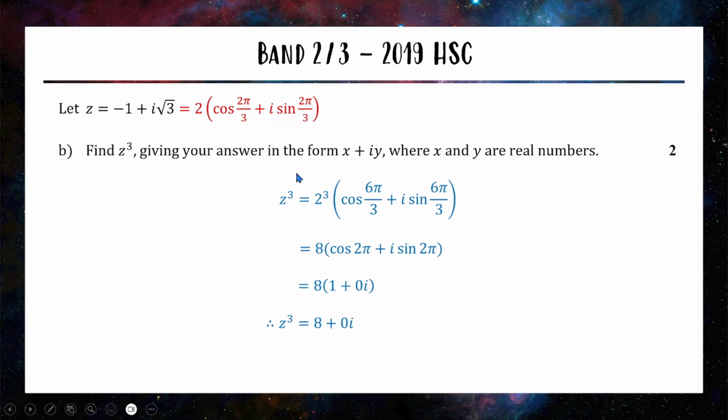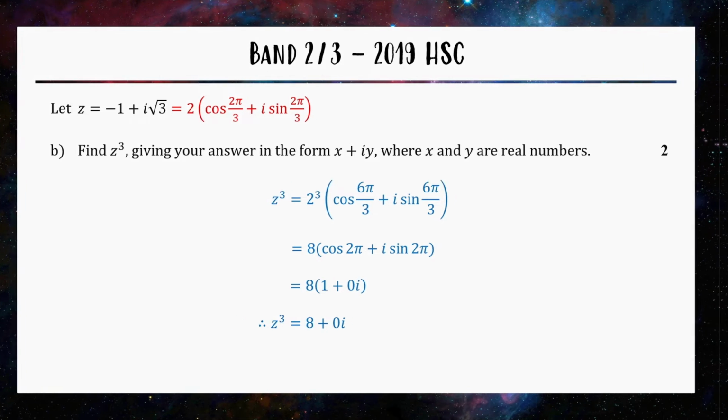So apply de Moivre's theorem, stuff simplifies very nicely and you end up with just 8, which is 8 plus 0i for 2 marks. So not too scary. Let's move on to something more scary.